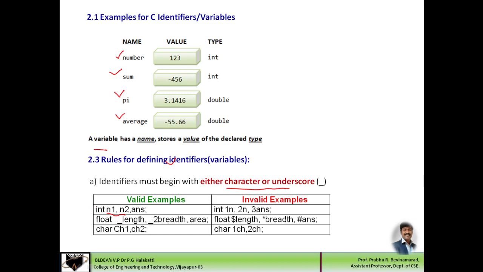On this side, the first identifier is 1n. The first character here is a digit, therefore all these identifiers are invalid. And in the second example, the length starts with a special symbol, hence it is invalid, and the second one starts with a star. So all these identifier names are invalid because they don't start with either an underscore or a character.